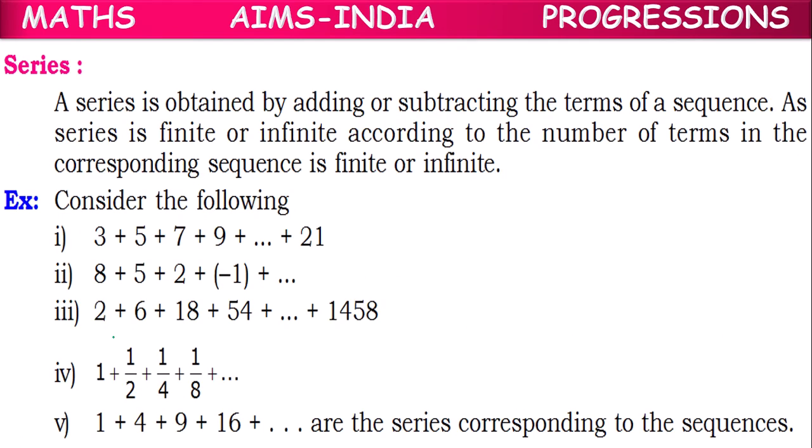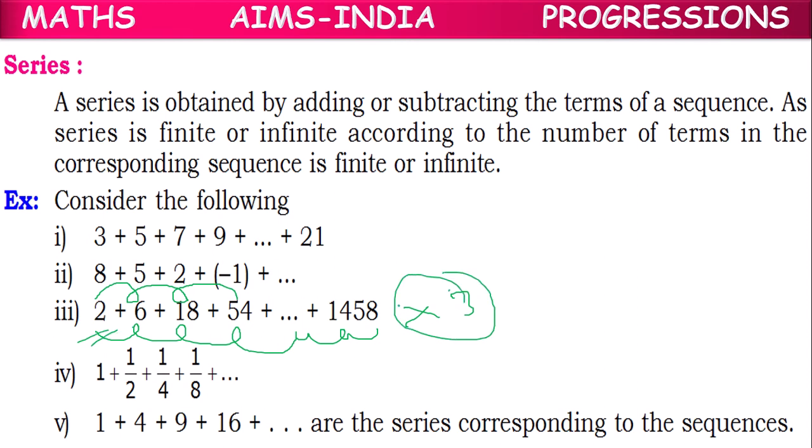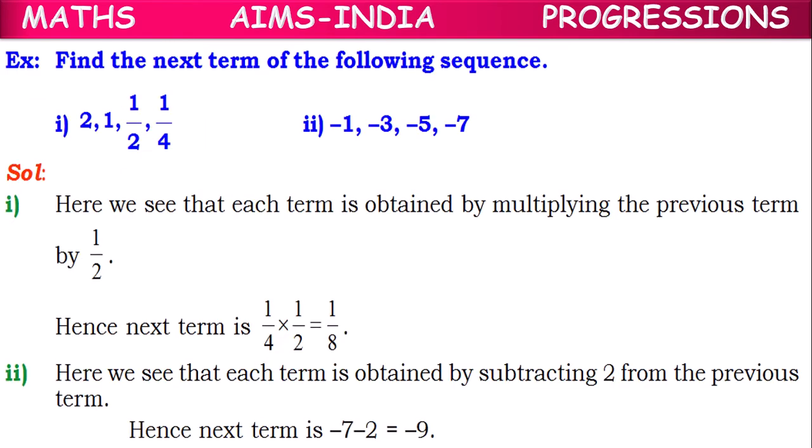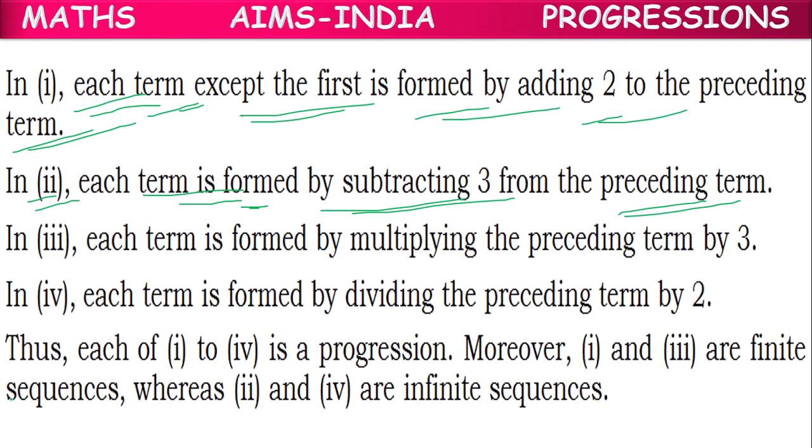Or third one, 2, 6, 18, 54, and so on. 2 times 3 is 6, 6 times 3 is 18, 18 times 3 is 54, which means each term except the first term is obtained by multiplying the preceding term by 3. So that is the relation in the third one.